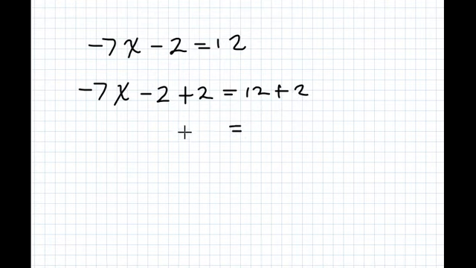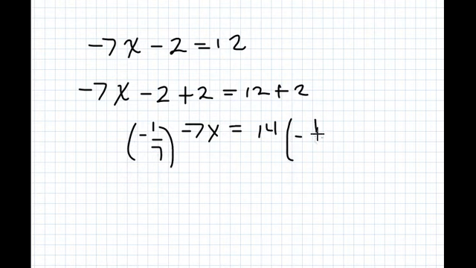And then we want to simplify this down. We have negative 7x is equal to 14. Now I'm going to multiply both sides by the reciprocal of negative 7, which is going to be negative 1 over 7. And that's going to leave us with x is equal to, now we have a positive number times a negative number, so that's going to be negative. And 7 goes into 14 2 times.